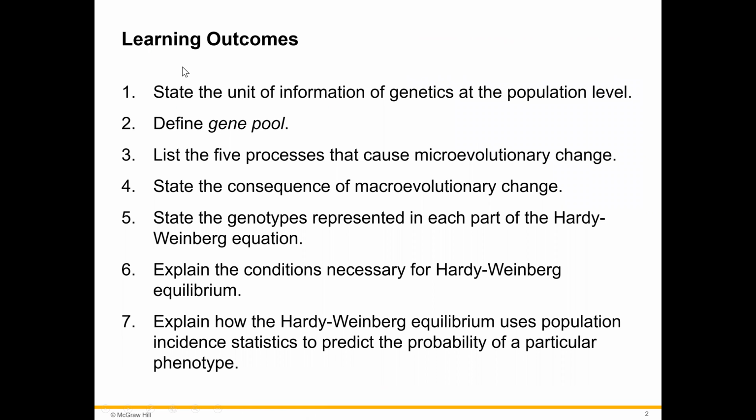So outcomes for this chapter. Students will be able to state the unit of information of genetics at the evolution level, define gene pool, list the five processes that cause microevolutionary changes, state the consequence of macroevolutionary change, state the genotypes represented in each part of the Hardy-Weinberg equilibrium, explain the condition necessary for Hardy-Weinberg equilibrium, and explain how the Hardy-Weinberg equilibrium uses population incidence statistics to predict the probability of a particular phenotype.